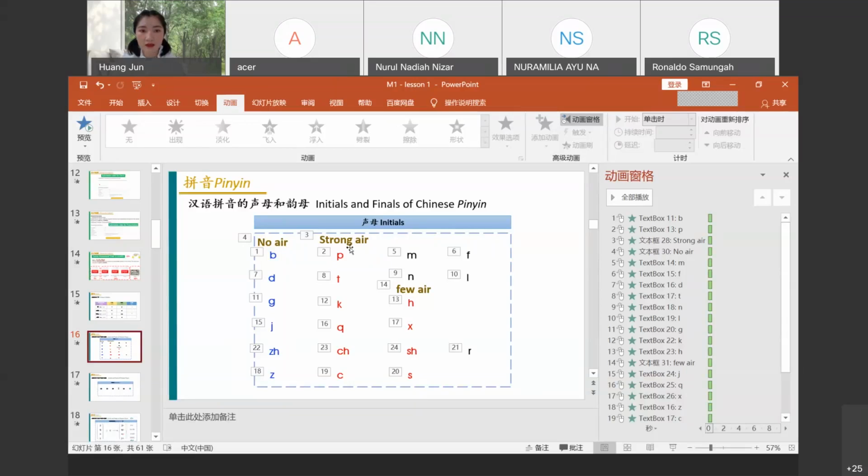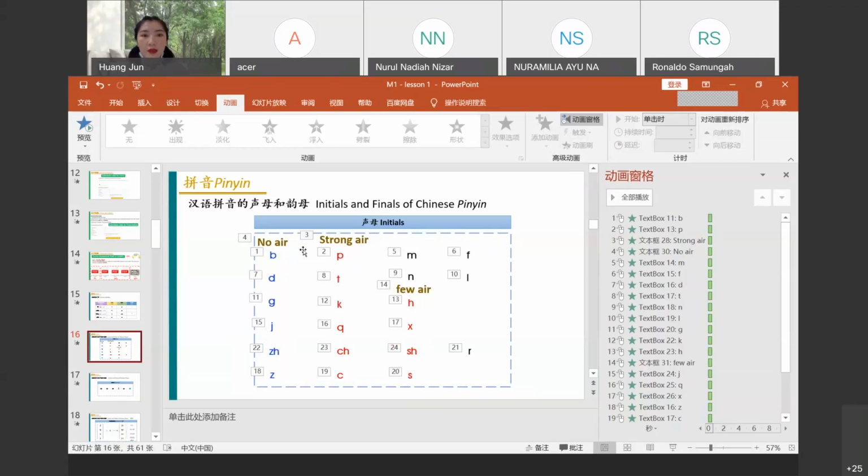In the middle, I highlighted with red color. I marked them with strong air. That is, when you pronounce them, they have strong air that touches your hand. So, po, te, ke, qi, chi, ci. In the middle group, they have very strong air. Then the other 4 here, when you read, have just a little bit of air coming out. They are he, xi, shi, si.